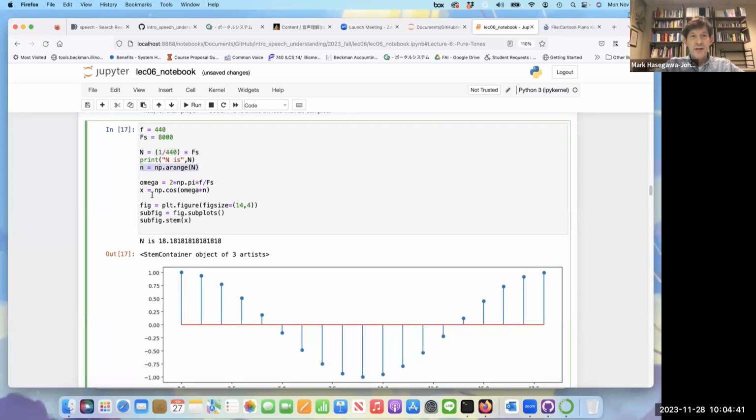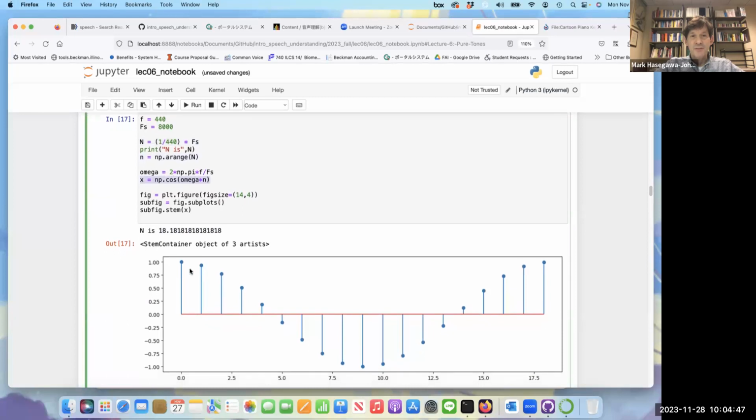0 to 18, and then I'll create an x which has exactly that many samples, exactly 19 samples here from sample 0 up through sample 18. And you can see that now I have exactly one complete period of the cosine, because I set the duration to 1/440 multiplied by fs, which is the number of samples per second.